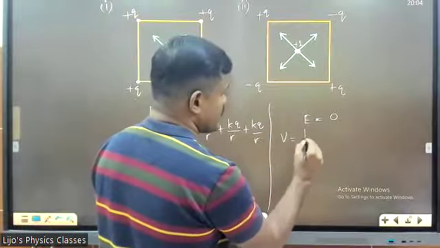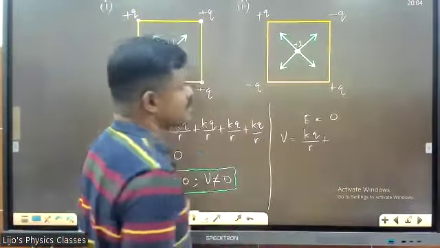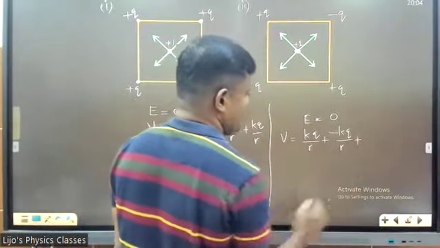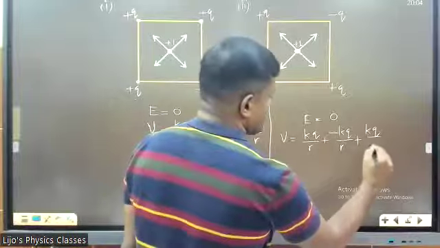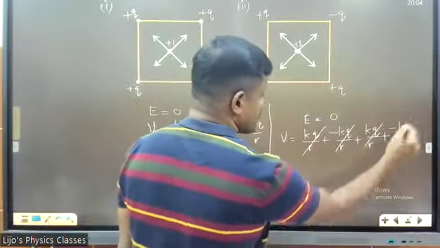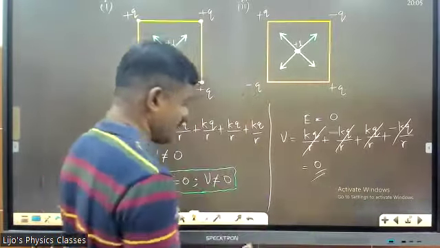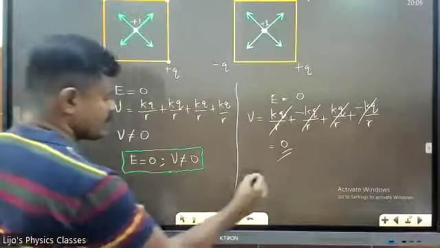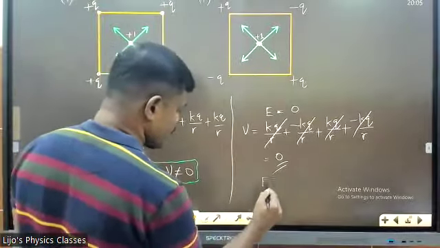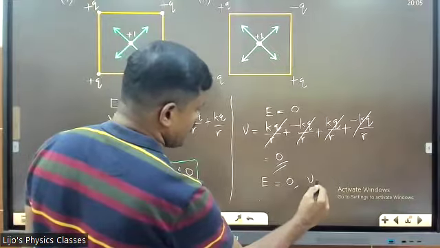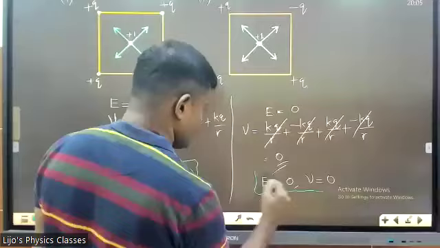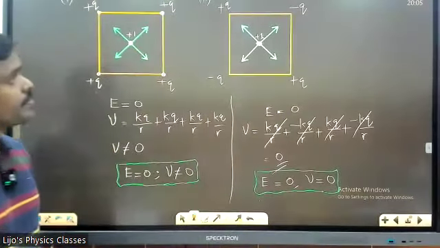What about potential? Potential is KQ by R. First one is plus k q by r. Second one is minus k q by r. Third is plus k q by r. Last one is minus k q by r. Plus k q by r minus k q by r plus k q by r minus k q by r. That is 0. So you can finally write: electric field is equal to 0, even potential is equal to 0. Electric field is 0, potential is 0.